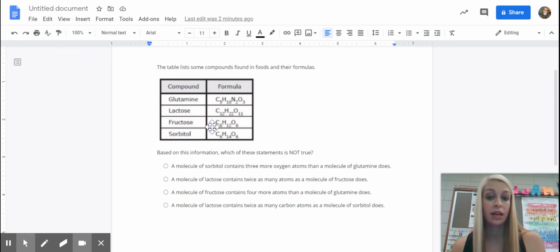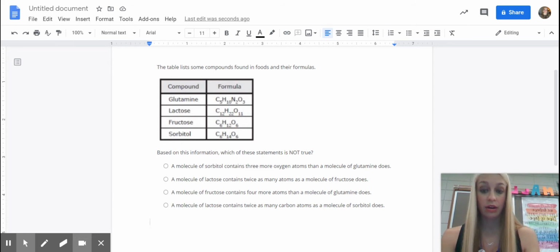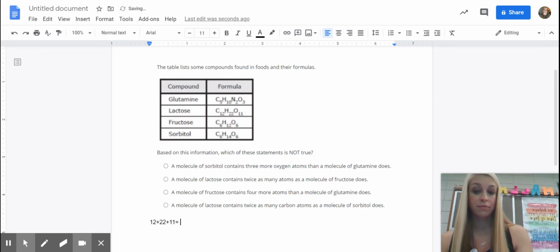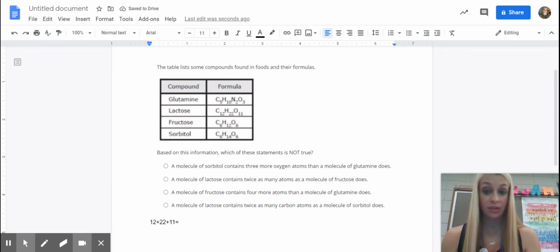So let's see how many atoms lactose has. If I was doing this correctly, I would be making an EA chart, but that's kind of hard to do on here quickly. So I'm going to do this informally, but you should make an EA chart. It has 12 atoms of carbon plus 22 atoms of hydrogen plus 11 atoms of oxygen. So the total atoms for lactose, if you use your calculator, you add those up, is 45.